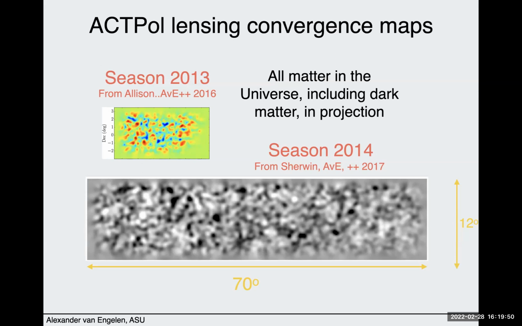So one thing you don't get to do with CMB lensing that you can do with optical lensing is slice it up in redshift shells. We just have one redshift shell because we only have one source redshift.